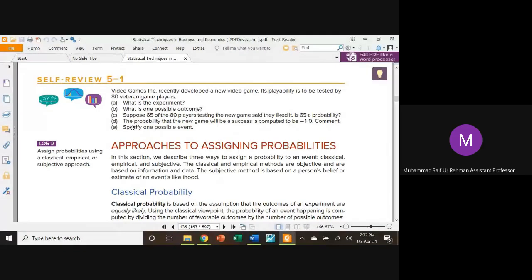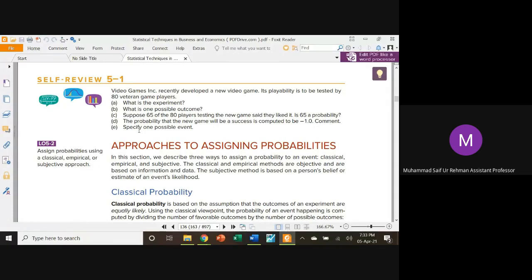Then comes the question: suppose 65 of the 80 players testing the new game said they liked it. Is 65 a probability? No, it is not a probability, because probability could not exceed 1. Then, the probability that the new game will be a success is computed to be -1. So again, no, probability could not be negative. So your comment will be probability could not be negative. So this is not the value.